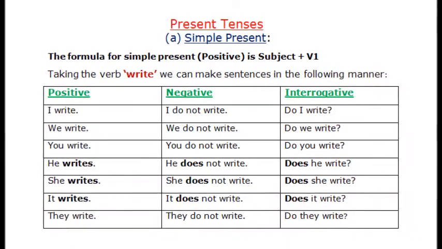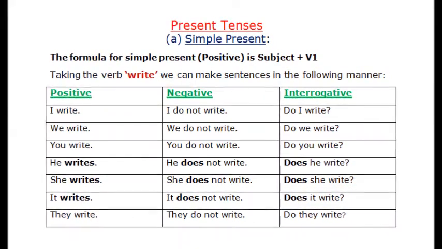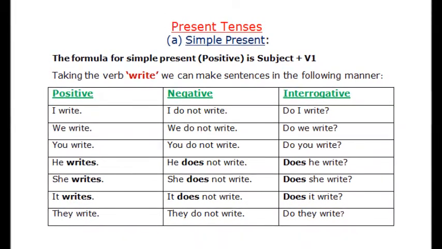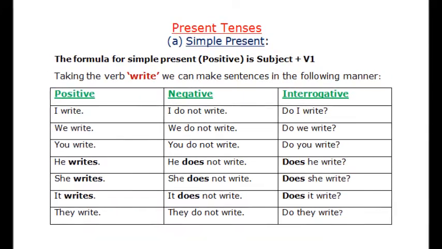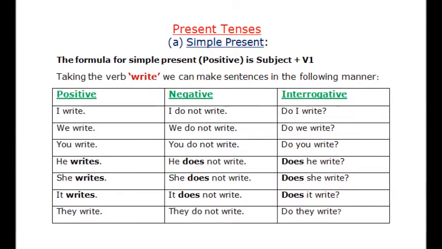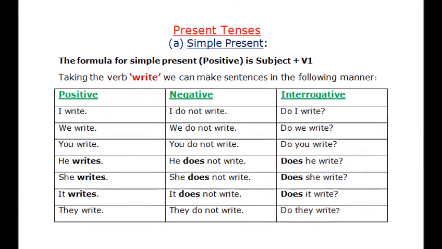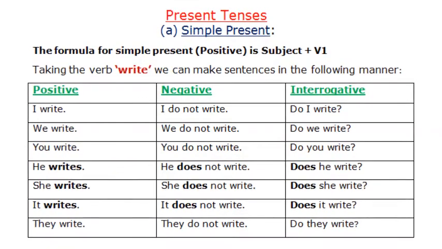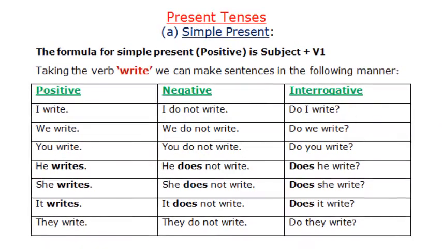And negative. I do not write, we do not write, he does not write, she does not write, it does not write, they do not write. In these negative sentences, between the helping verb and the main verb, we need to add not.